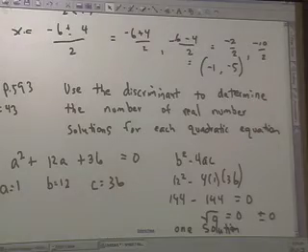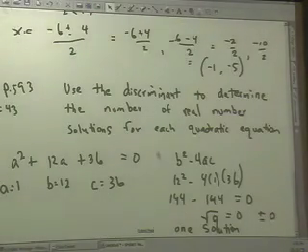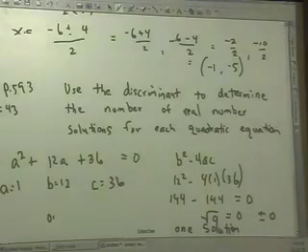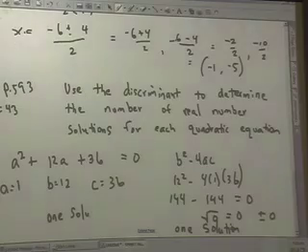That means we're going to go plus or minus 0, and plus or minus 0 is the same thing. It gives us one solution. What is that solution? Well, we don't need to know it for this question. This question just asks us to use the discriminant to determine the number of real number solutions for each quadratic equation. The answer is one solution, and that's what you put in a box.